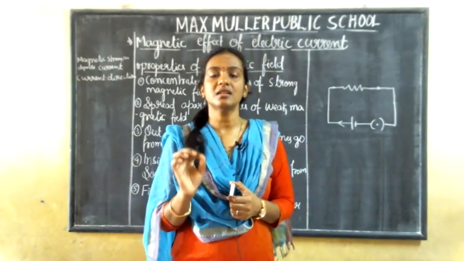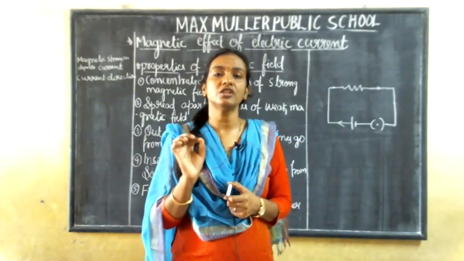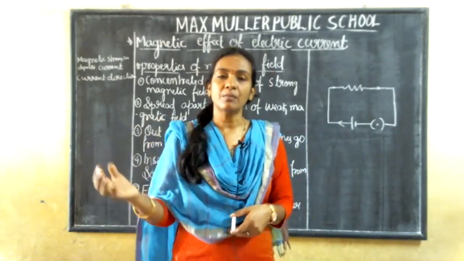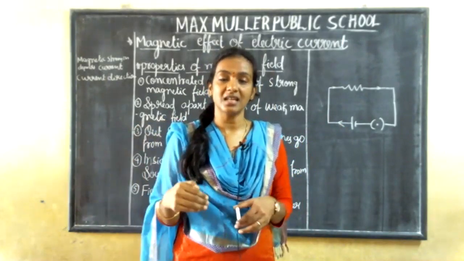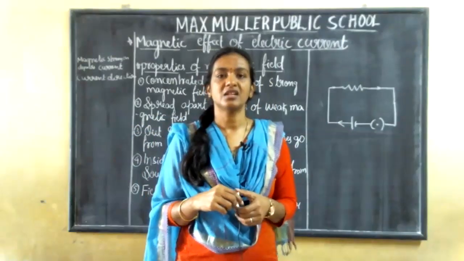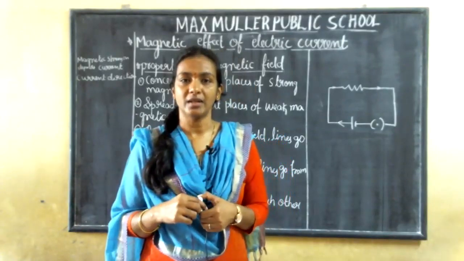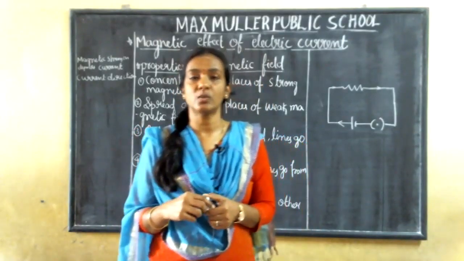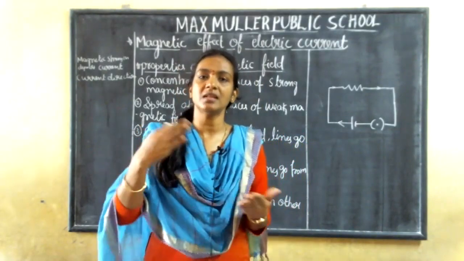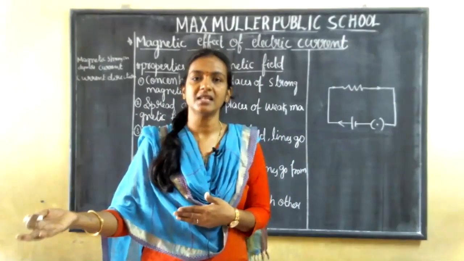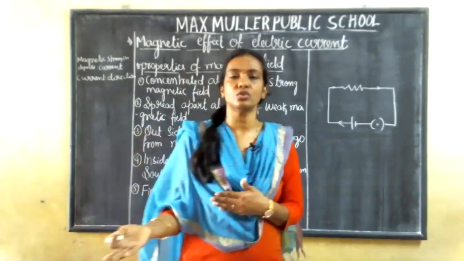When he started to take the readings, when he started to allow some current into the circuit, at that time, unknowingly, the compass which was nearby the circuit started to do some movement. He found that very interesting. What is the relation between the electric current and this compass box that is made up of a magnet, right? What will be the relation between those two?